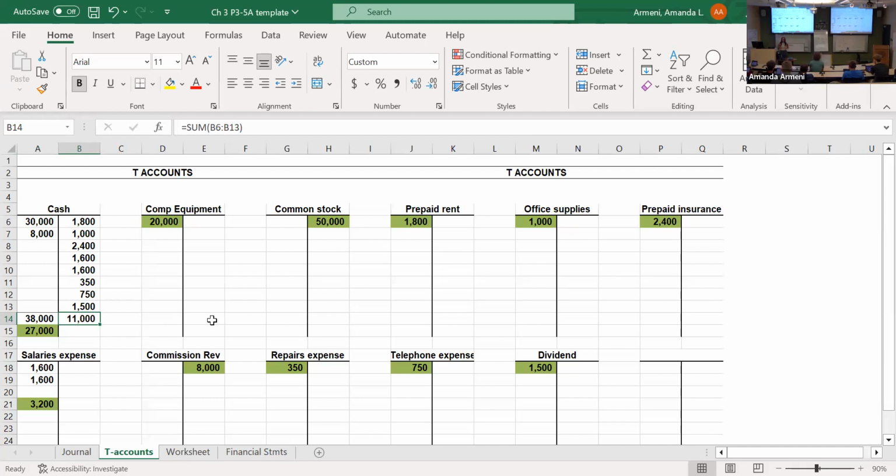Okay? Some of them are nice and easy, right? Computer equipment, common stock, prepaid rent, office supplies, they only had one entry. That's the balance. That's it. Okay? I will put this solution in Moodle too, if you don't have time to catch up on any mistakes that you have made. But for now, does anybody have any questions about the T accounts?